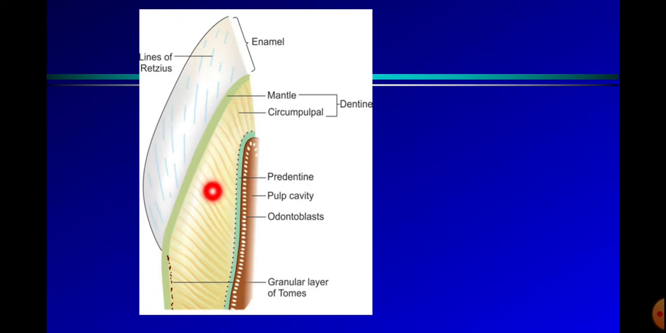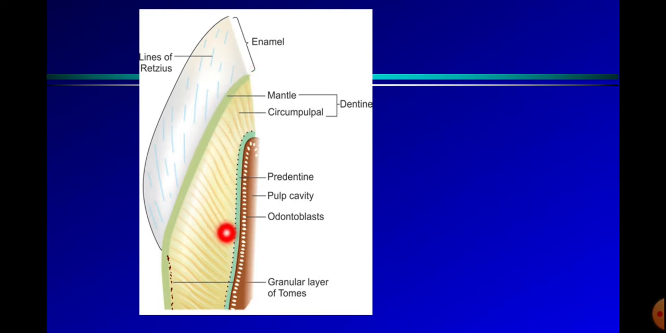The dentine is present in three layers. The first layer, along with the pulp cavity, is called the predentine. Then there is a large layer called the circumpulpal dentine. And at the enamel dentine junction, there is another layer called the mantle dentine. So these are the three layers of the dentine: the predentine, the circumpulpal dentine, and the mantle dentine.